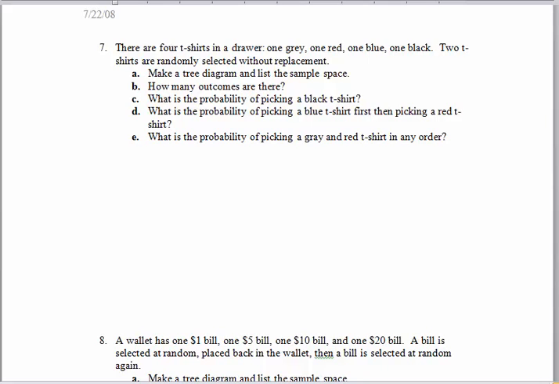So what you'd end up having is one level for your first shirt, and then a second level for the second shirt. When you select the first shirt, there's actually going to be 4 possibilities. You could either get the gray, the red, the blue, or the black. Call that K.